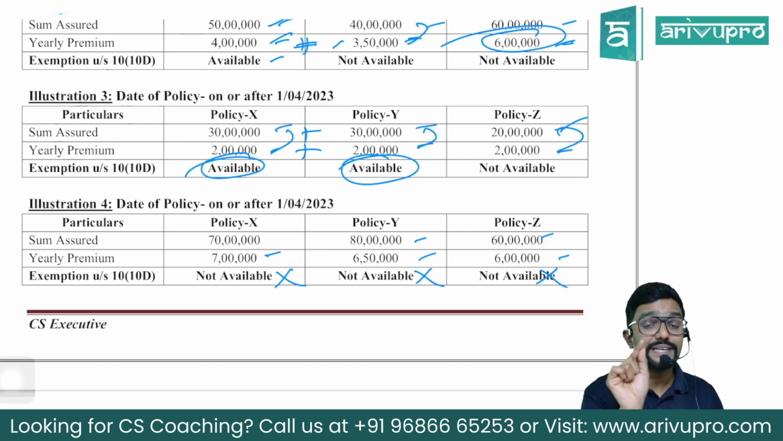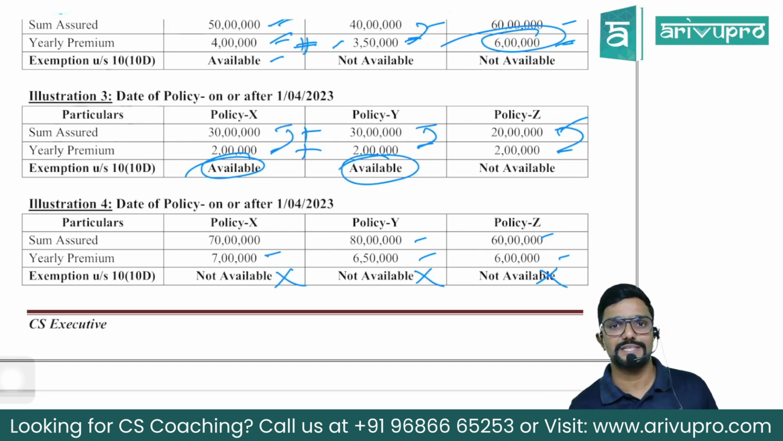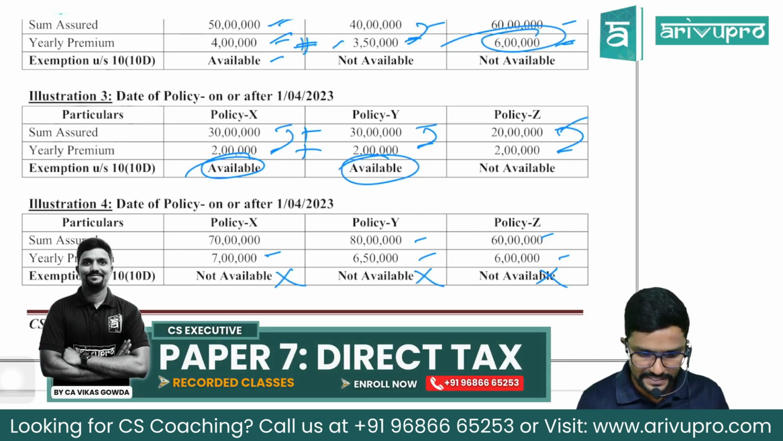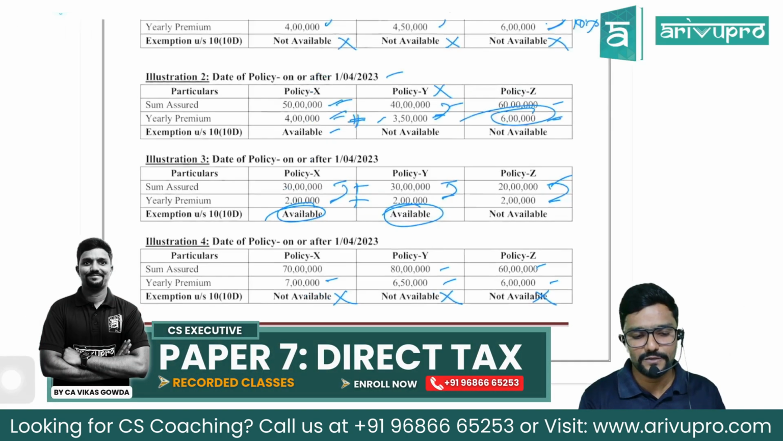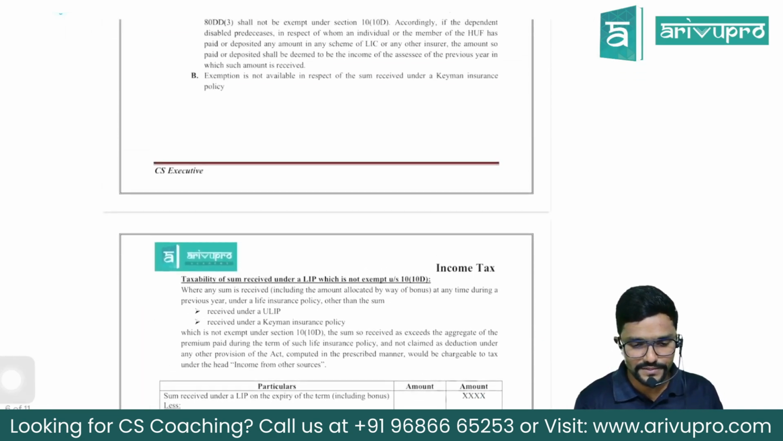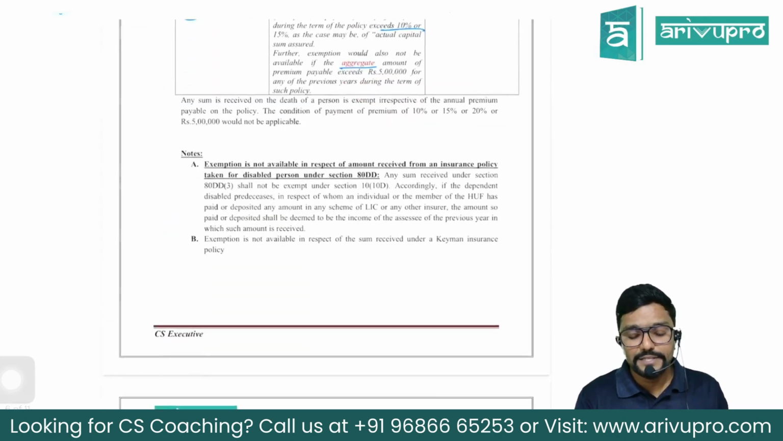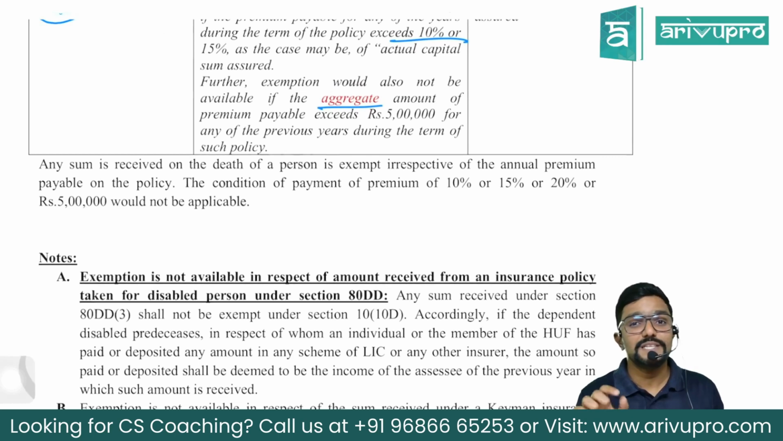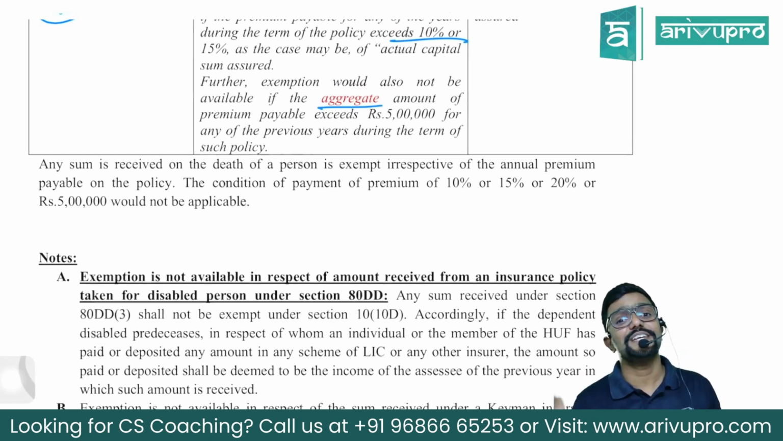This monetary limit has come only from 1st April 2023. That is the beginning of our previous year. Before that, only percentages. So please observe the date of the policy while answering, guys. Yes, sir. And please be careful, whatever these conditions we are checking is only when the policy matures on the expiry of the term.